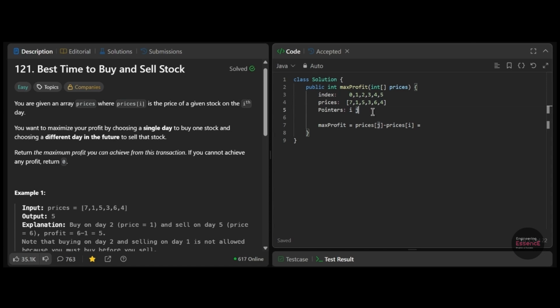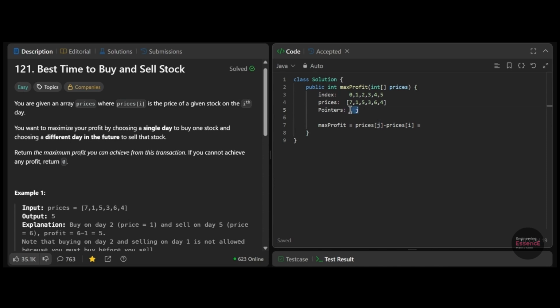So what we are going to do is, we have i and j here. While iterating the whole array, we first check that the price of i is less than the price of j, meaning the buying price should be less than the selling price, because we need to find the profit, we need to maximize our profit. So we need to check this condition first.